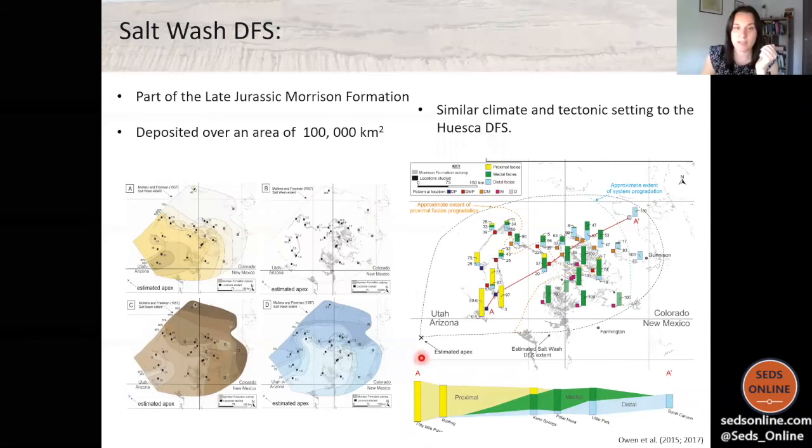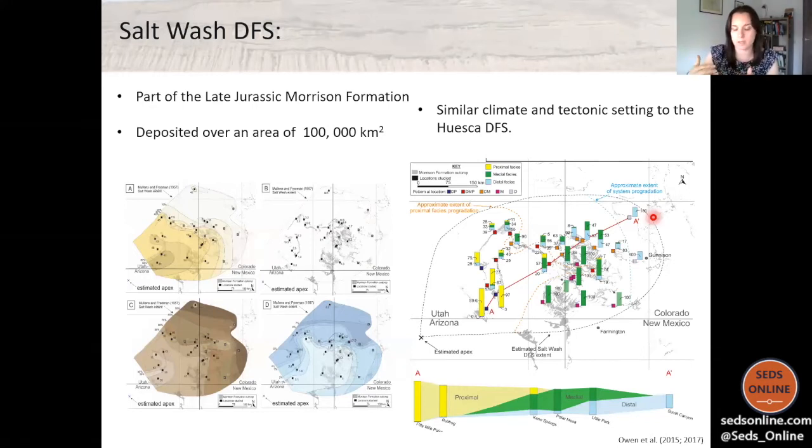From the estimated apex, using that statistical method that I talked about for the Huesca system, we can approximate where that apex is situated, and the results for that came out with pretty good mathematical confidence. Now, from the proximal area right down to the distal, it's about 550 kilometers in length, whereas the Huesca was 70 kilometers. There's a really big difference in size there. And the other main difference is the Salt Wash is evidently prograding into the basin, which is the work I did in my PhD, mapping out that really system scale, large scale progradation.